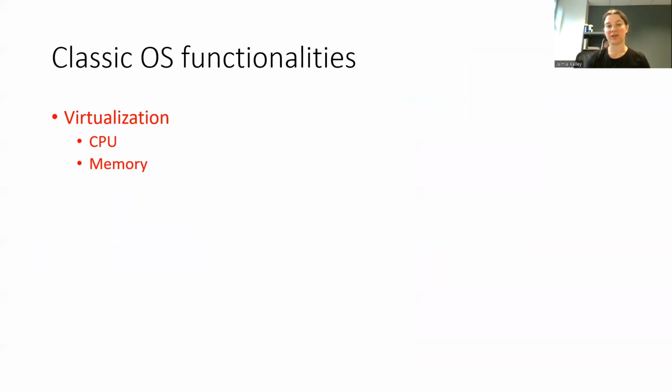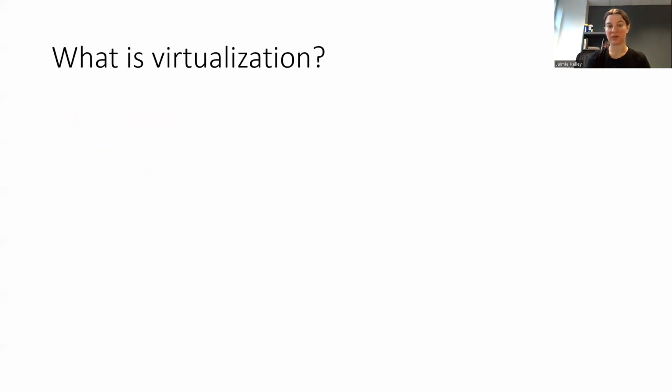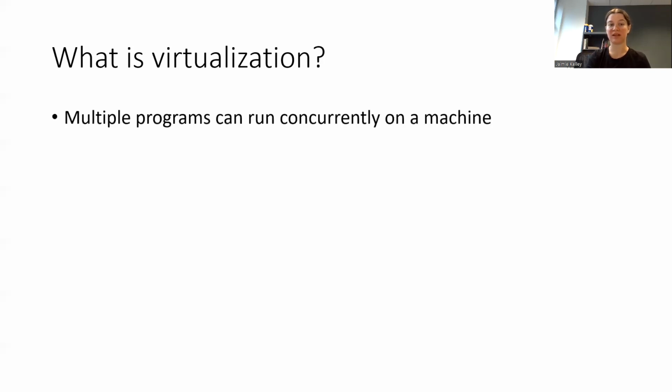In this video, we're going to discuss classic operating systems functionalities, including virtualization of CPU and memory and concurrency. So let's start with what is virtualization. When we virtualize something, we are creating an illusion that each program we have existing in memory has sole access to that memory and sole access to the CPU and sole access to whatever other resources it needs. But typically, that is not the case.